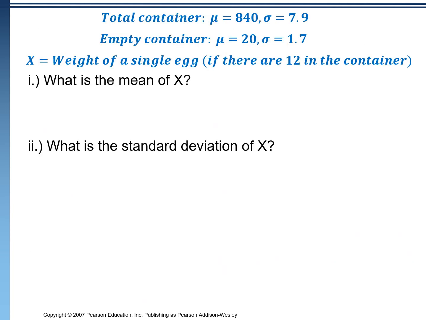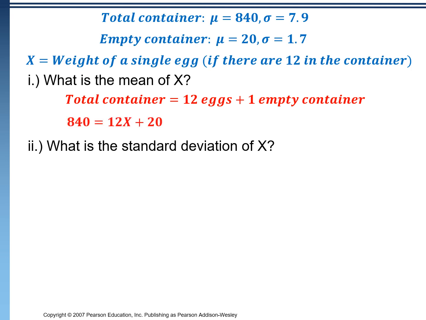Section 1 is pretty straightforward. It's just an algebra problem. We know that the total container is going to include 12 eggs plus the empty container. We can plug in everything we know about the problem. So we know that the total container is 840 grams. We know the empty container is 20 grams. We don't know what these 12 eggs equal.